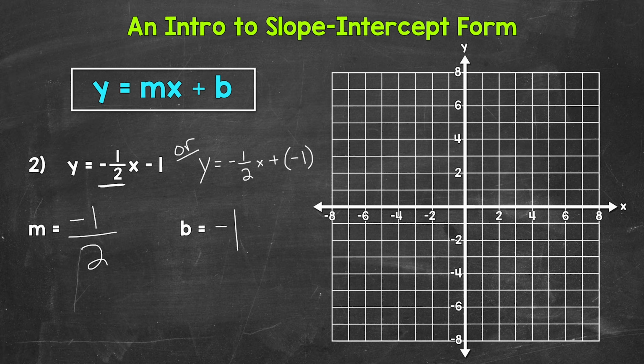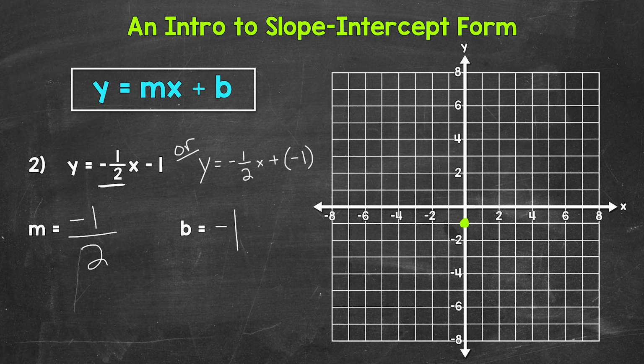So let's start with the y-intercept because we know exactly where that point is. Negative 1 on the y-axis. And then we will use the slope to go from there. So our y-intercept is right here at negative 1 on the y-axis. Our slope is negative 1/2. So rise of negative 1 and then a run of positive 2.